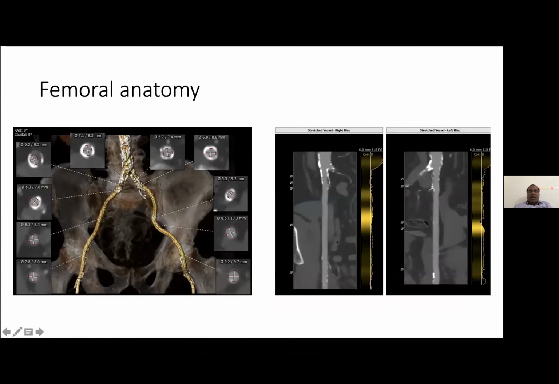This is the femoral anatomy of the particular patient. He's got significant circumferential calcium in the common iliac near the aortoiliac junction, but the lumen appears reasonably okay. At the puncture site in the femoral anatomy, at the femoral head, there is no significant calcium. The tortuosity is also not great. Kind of acceptable femoral anatomy. This is a stretched view of the femoral anatomy.